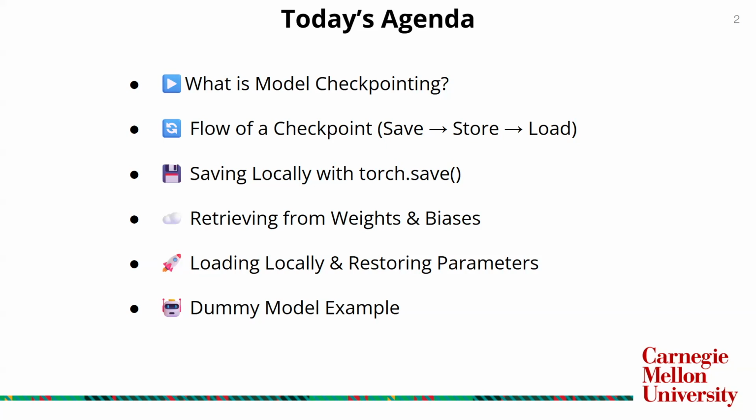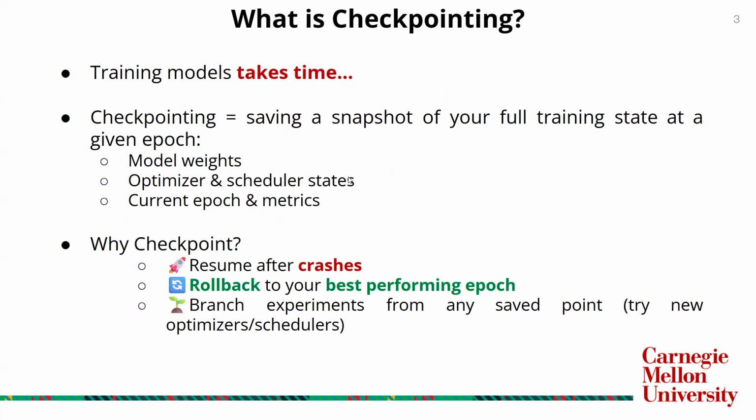Third, we'll get hands-on with torch.save, the primary function you'll be using for saving models locally. Fourth, we'll explore what's actually inside those saved files, the weights and biases that make up your trained model. Fifth, we'll cover the loading process, how to bring your saved models back to life and restore all the parameters correctly. Finally, we'll work through a complete dummy model example that ties everything together so that you can see the entire workflow in action. So, moving on to the first question, what is checkpointing?